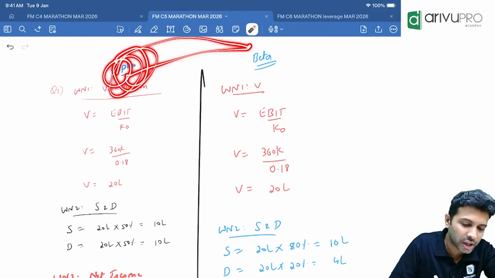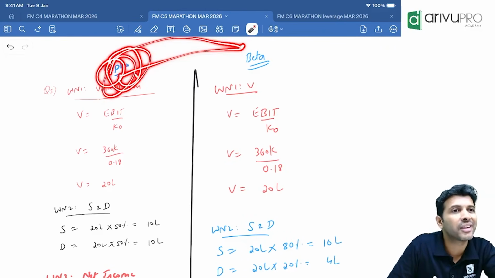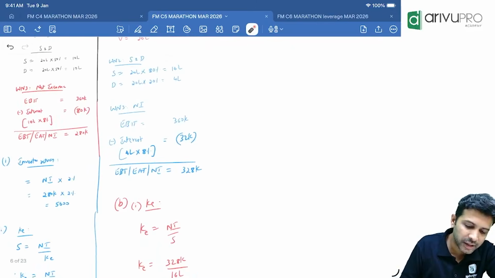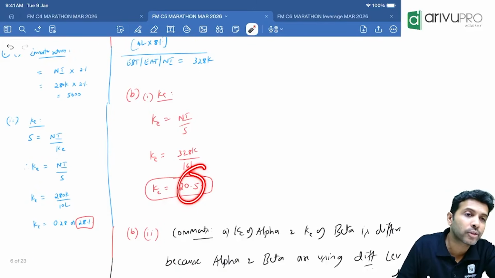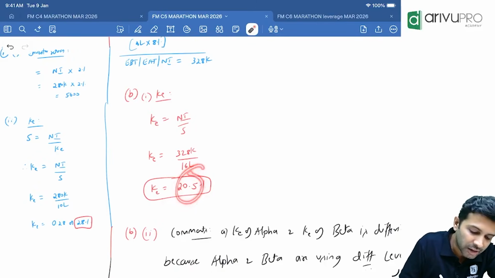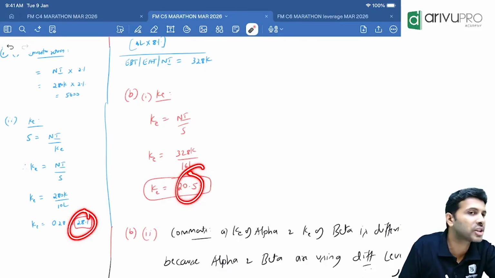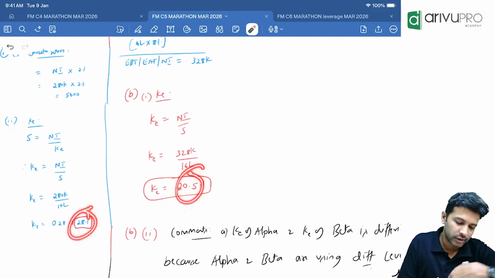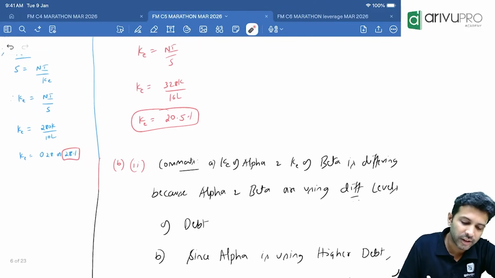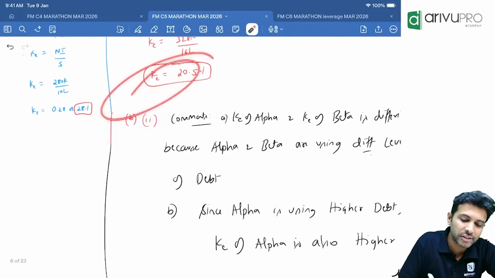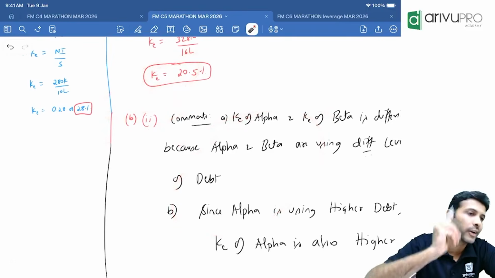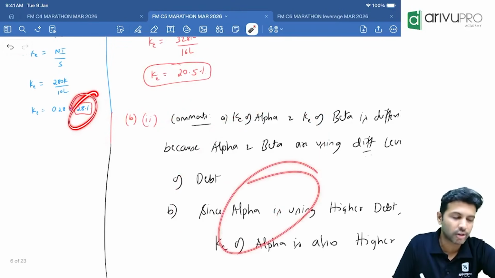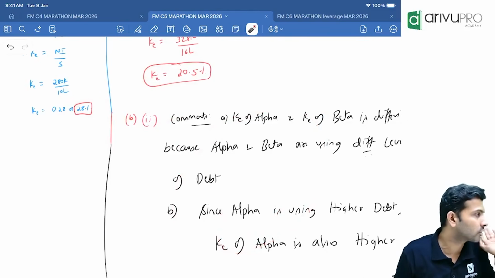That means equity shareholders of Alpha will expect less return or high return? High return. That is the reason Beta's equity shareholders are only ready to settle for 20.5. Because Alpha's risk is higher, Alpha's equity shareholders are expecting more return. Hence 28. That's what you need to write. The reason why it is not the same is both the firms are using different debt. Alpha is using more debt, hence cost of equity of Alpha is higher than cost of equity of Beta.